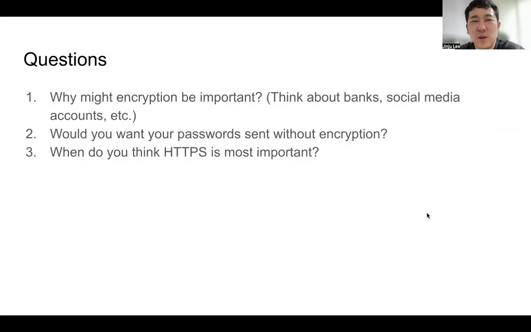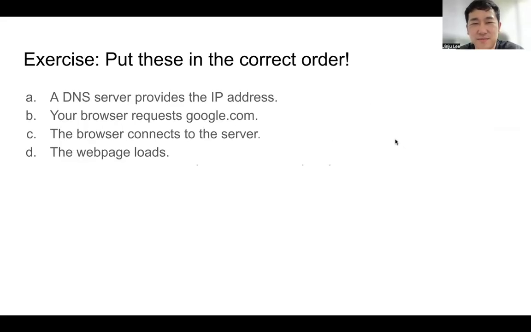Number one, why might encryption be important? Well, do you want people to know your social security number, your social media passwords, your credit card number? Would you want your password sent without encryption? Definitely not. HTTPS is most important when you're sending things like credit card numbers or social security, anything sensitive.